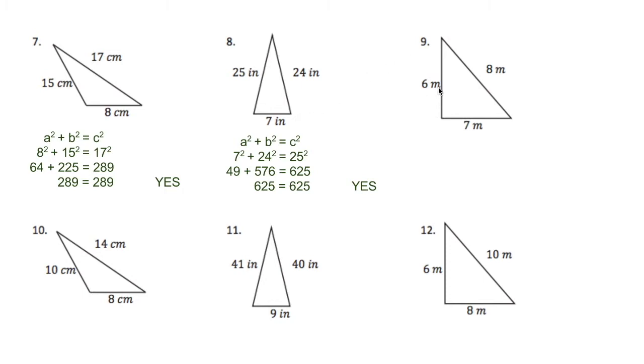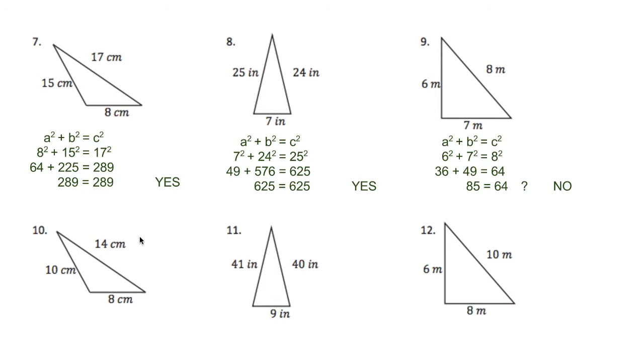Go ahead on number 9 and see if you can place those side lengths in the correct order. So we get a squared plus b squared equals c squared, which is 6 squared plus 7 squared equals 8 squared. We square all those numbers and add together, and we end up with 85 equals 64. That is not a true statement, so this is not a right triangle. Even though it looks like it is one, it's not.